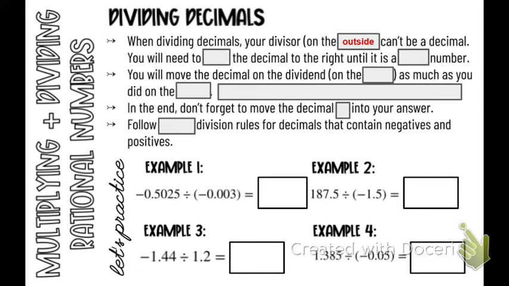All right, so today we're going to be working on dividing decimals. When dividing decimals, your divisor, or the number on the outside, can't be a decimal. That number on the outside is always going to be the number that is second in your line. So you cannot have a decimal there. You will need to move the decimal to the right until it is a whole number.